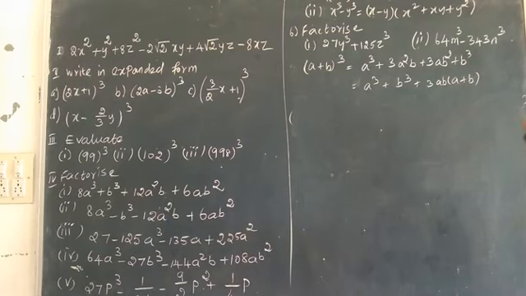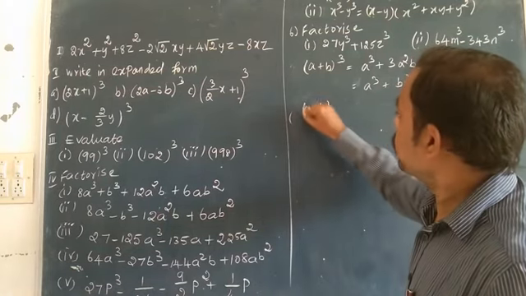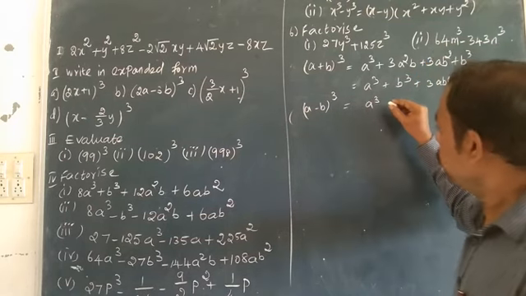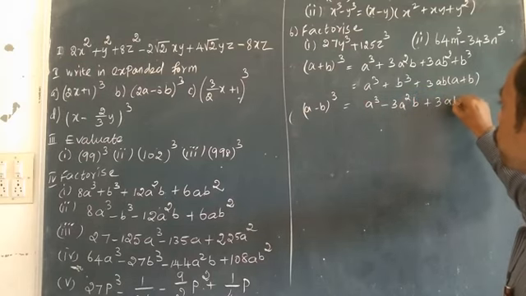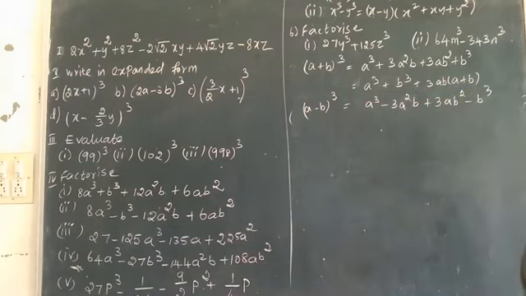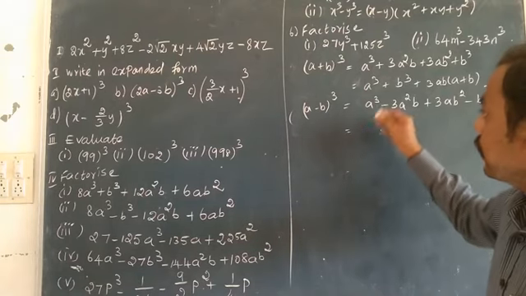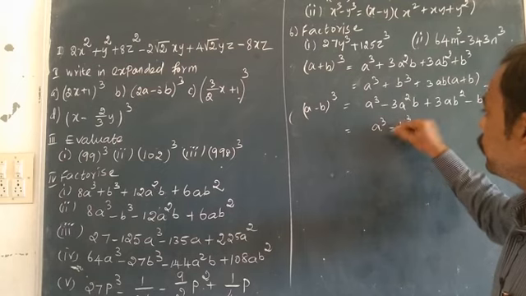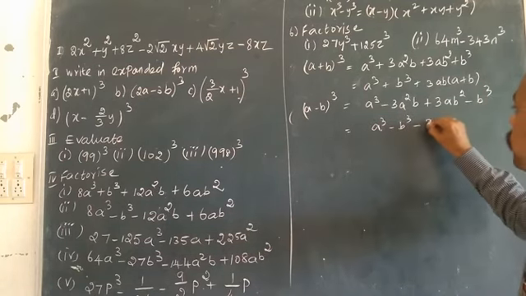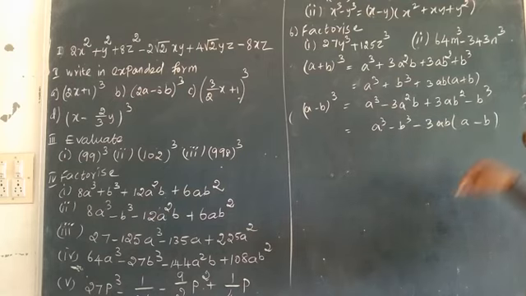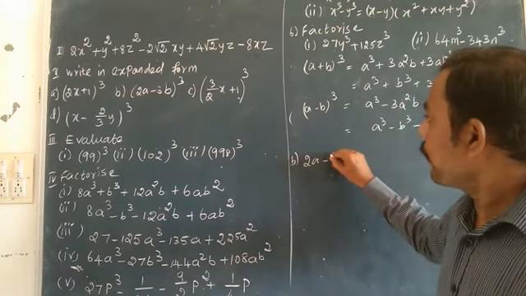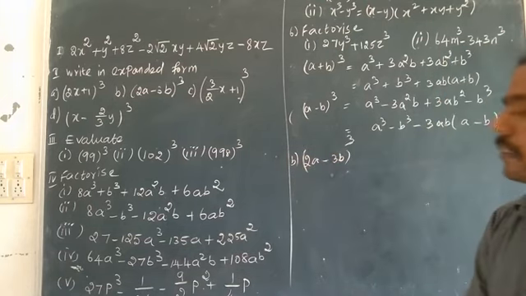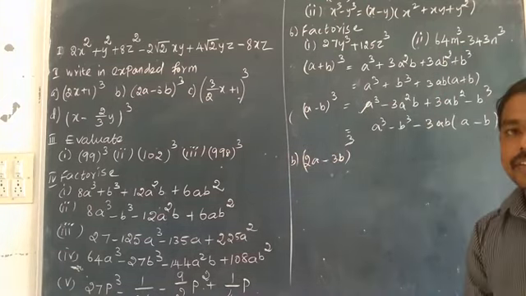For that, the second identity: (a minus b) whole power 3 equals a cube minus 3 a squared b plus 3 a b squared minus b power 3. You can write another form: a cube minus b cube minus 3ab into (a minus b). This identity also you can use. So for that, the problem given is (2a minus 3b) the whole power 3. I am going to use this expanded form.